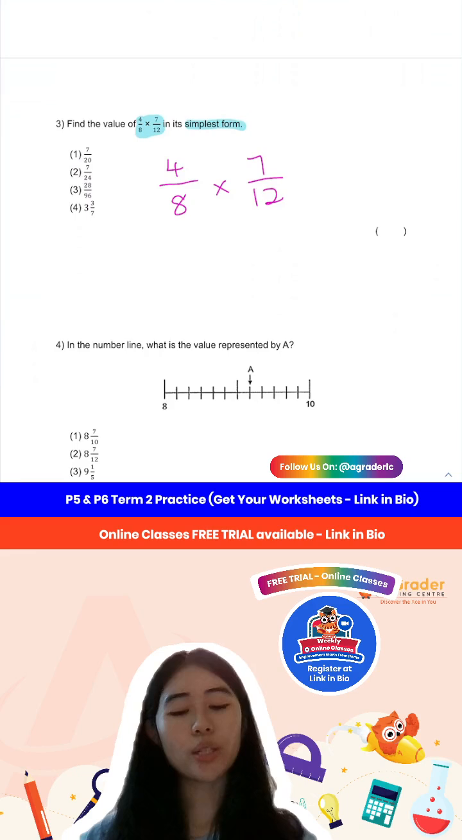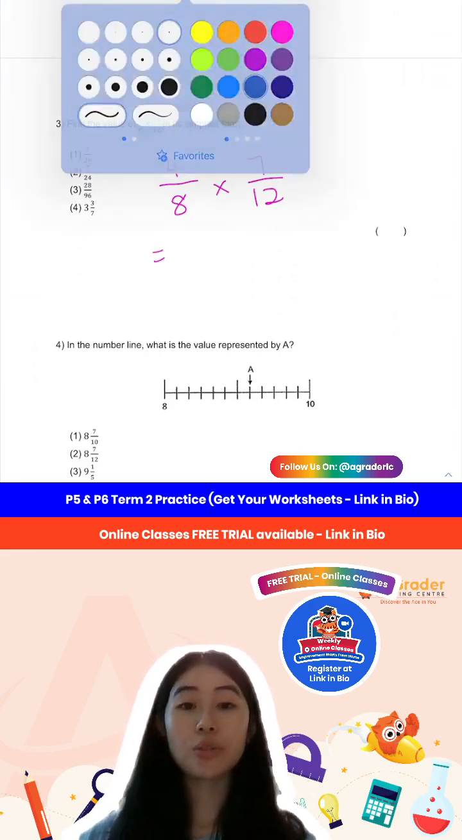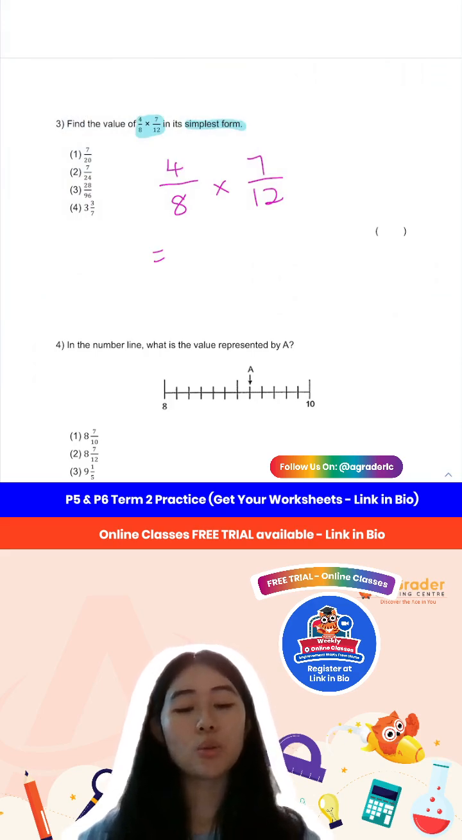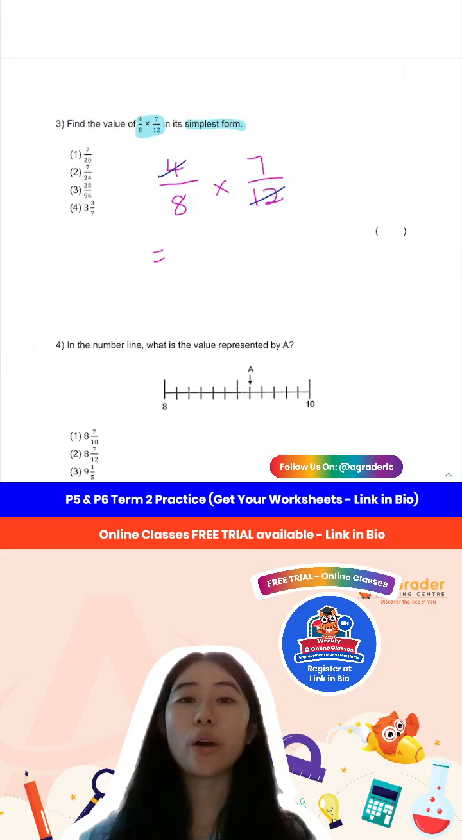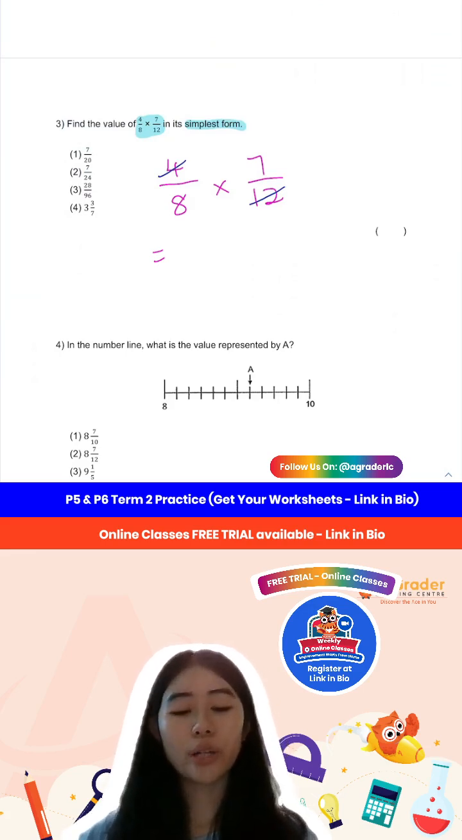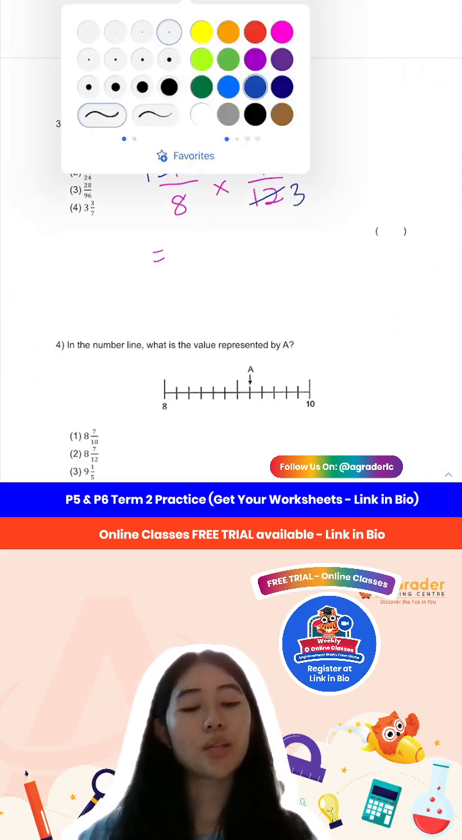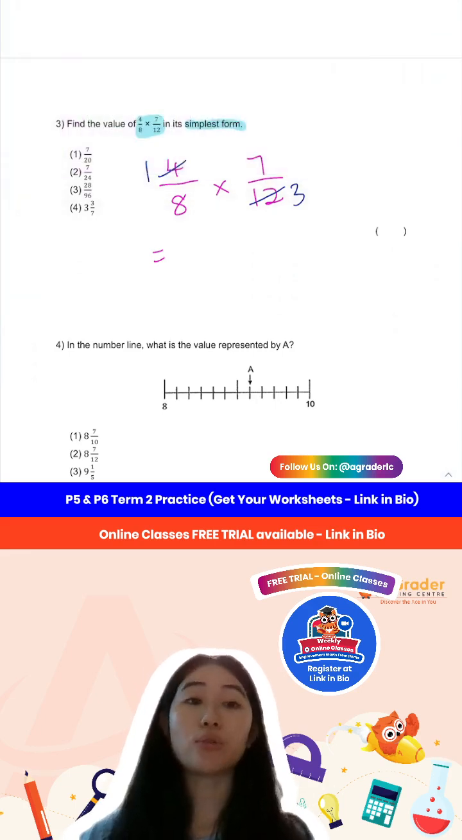Okay, so let's go through this. Multiplication of fractions, you can cross cancel first to simplify them. So you can actually cross cancel 4 and 12 for this question. Both of them you divide by 4, so you'll get 1 and 3. So that's all that you can cross cancel. Then now you have to multiply it.